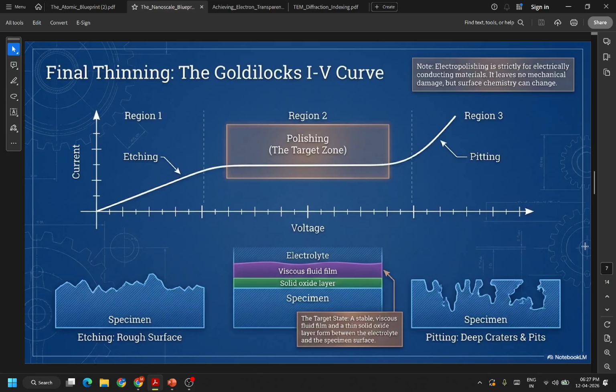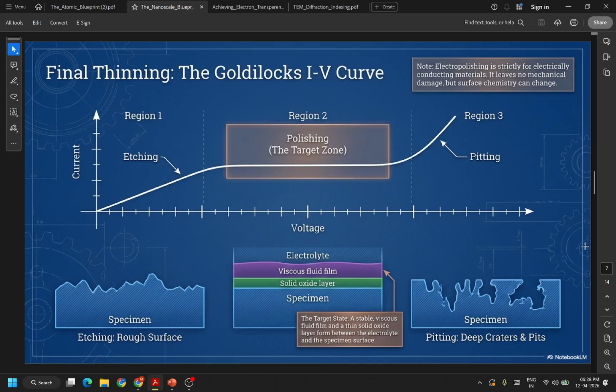Then final thinning is done using polishing. Electropolishing is strictly for electrically conducting materials. It leaves no mechanical damage, but surface chemistry can change. So there's a Goldilocks IV curve for electropolishing.